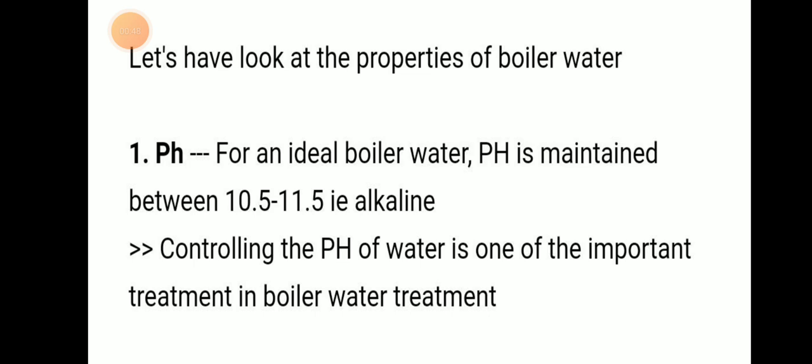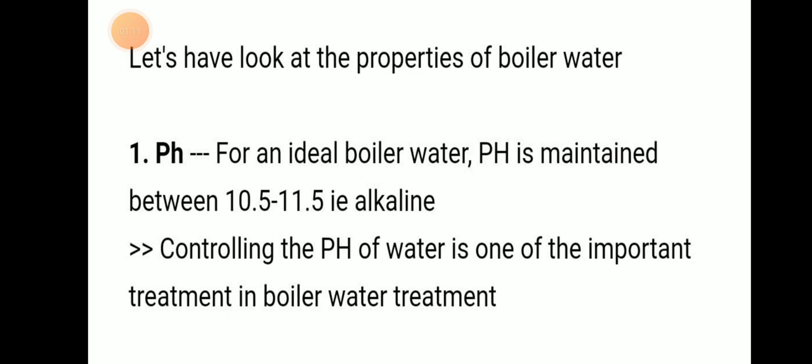pH. For ideal boiler water, pH is maintained between 10.5 and 11.5, because it is alkaline. Controlling the pH of water is one of the important treatments of boiler water, because we have to maintain the pH between 10.5 and 11.5.